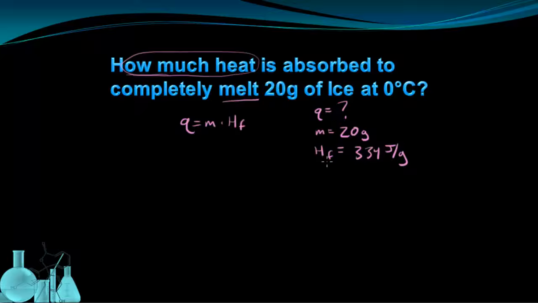So now that I have my variables identified, I can go ahead and plug things in. So Q equals 20 grams times 334 joules per gram, which is equal to 6,680 joules. And that's the amount of heat needed to be absorbed to completely melt 20 grams of ice at 0 degrees Celsius.